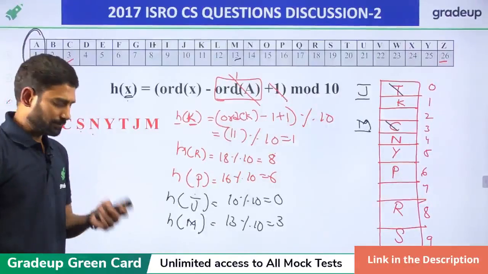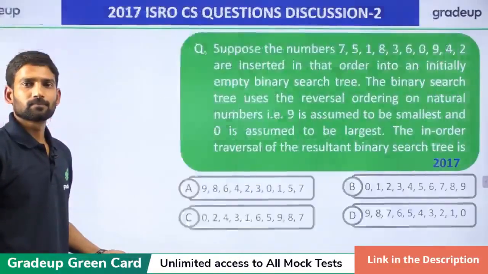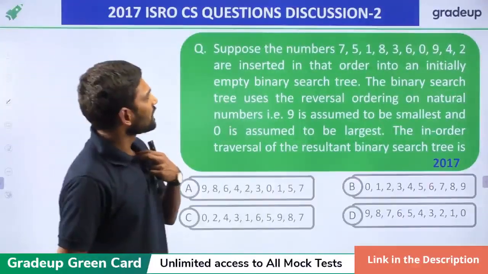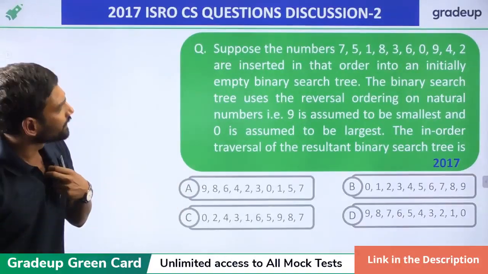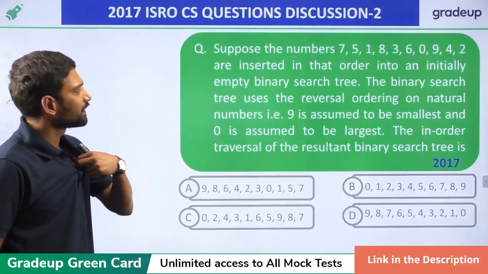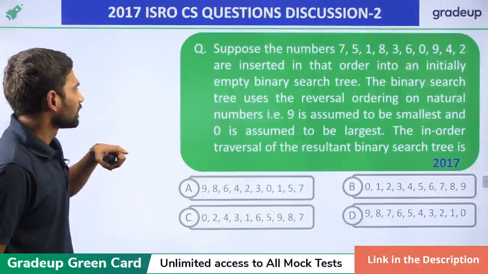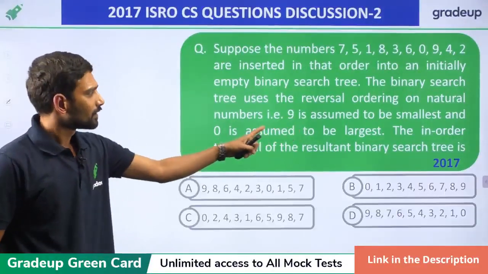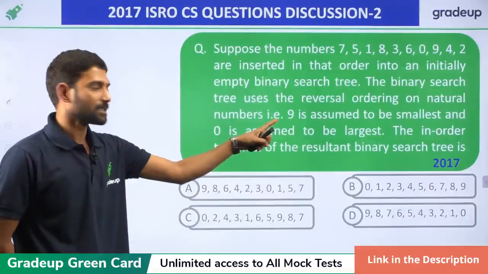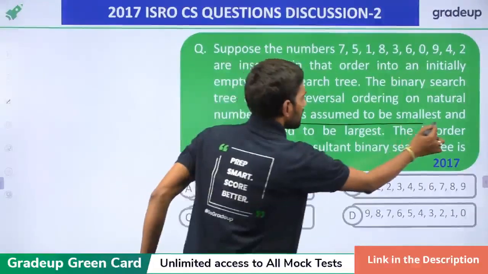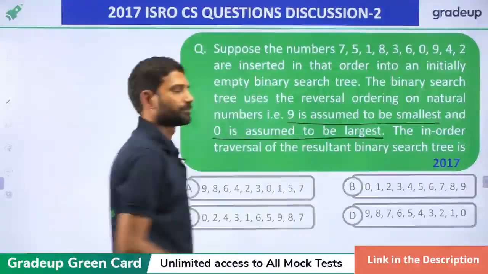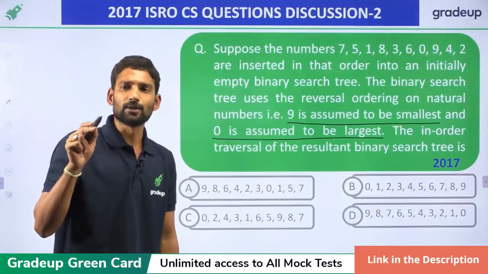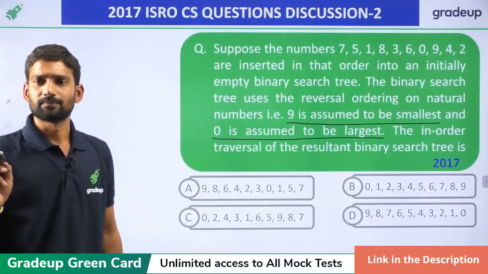Okay, let's move on. Suppose the numbers are inserted in that order into an initially empty binary search tree. The binary search tree uses the reversal ordering on natural numbers. 9 is assumed to be the smallest, 0 is assumed to be the largest. Here we should understand 9 is the smallest number, 0 is the largest number.